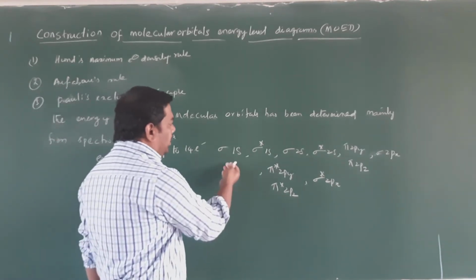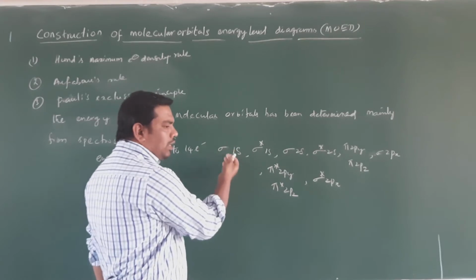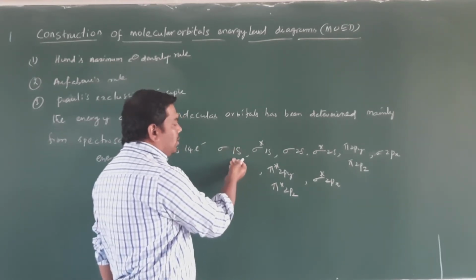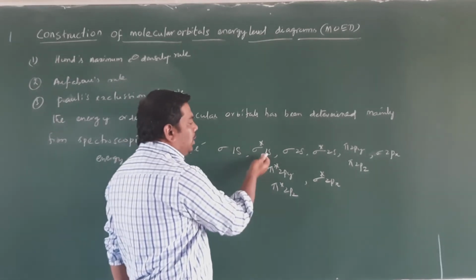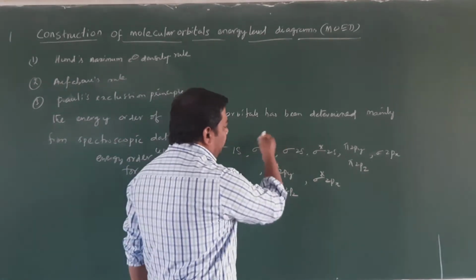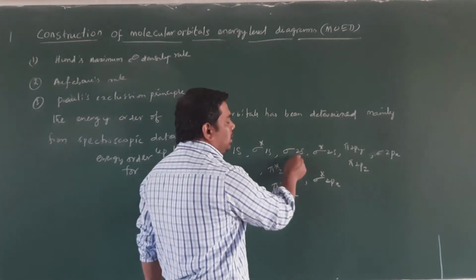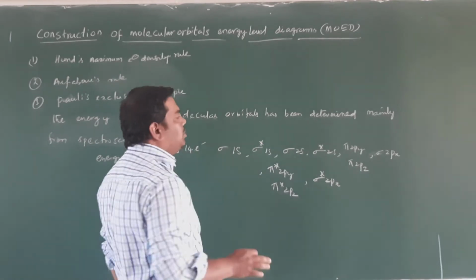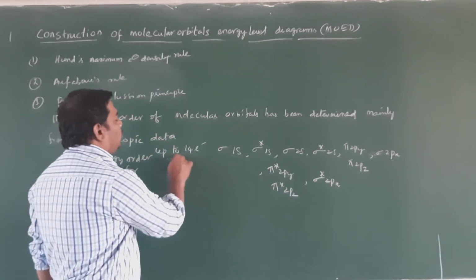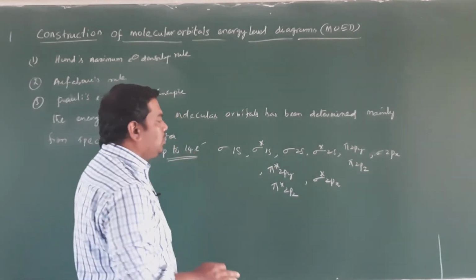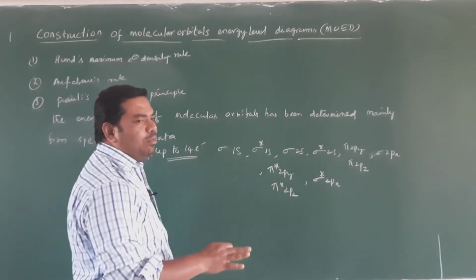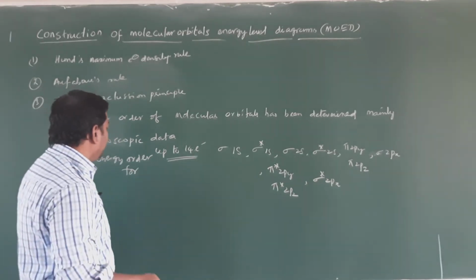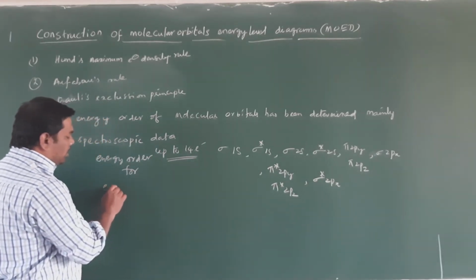This means the electrons enter the 1s orbital first. After the 1s orbital is filled, the electrons move to the sigma star. After the sigma star is completely filled, the next electrons move into the 2s orbital. Clear? So this is the energy order for up to a 14 electron system. This data was collected from spectroscopic data.